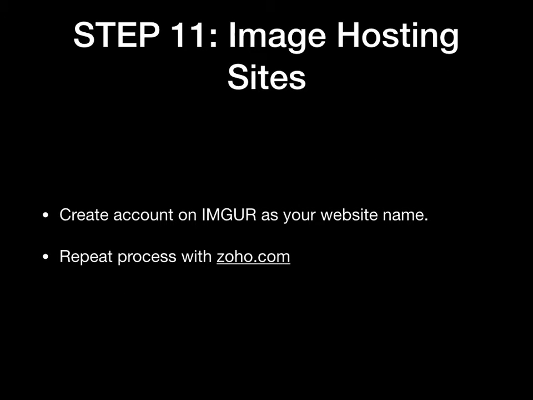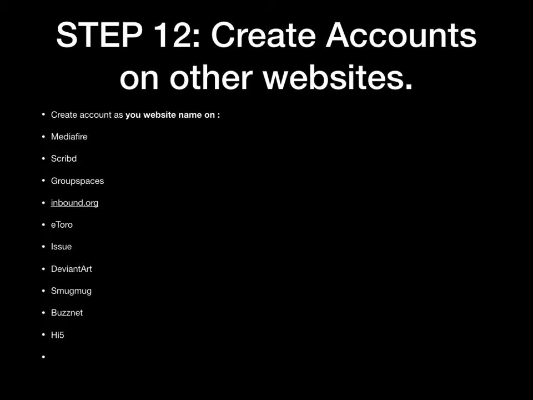Now next is image hosting websites. We have websites like Imgur. You need to simply post some images, and you can link your Shopify page directly there, or your website page or sales page or whatever you want to. Repeat the process with Zoho.com. After that, step 12 is to create accounts on other websites. The important point here is to make sure to create the account as your website name. Your username should be the website name, for the sites to which you want to send traffic, like Mediafire, Scribd, GroupSpaces, Inbound, eToro, Issuu, DeviantArt, and all of these. Take a note and create accounts on these websites with your website name. That's all.